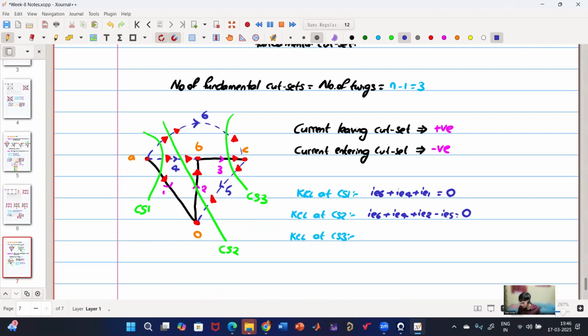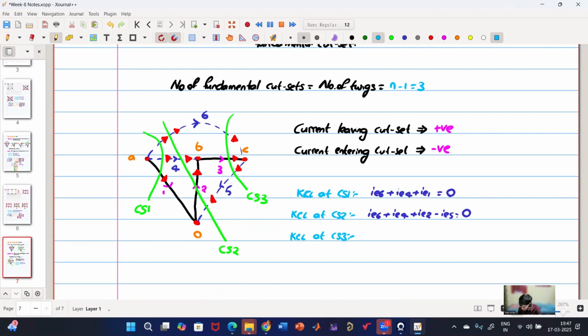So once again, how the equations come. If you see cut set 1, we have to check whether current is leaving the cut set or current is entering the cut set. So you consider cut set 1. IE6 is leaving this, so plus IE6. IE4 is also leaving this cut set, plus IE4. Then IE1 is also leaving, so plus IE1. Now you consider cut set 2. IE6 is leaving this cut set. IE4 is also leaving this cut set. IE2 is also leaving this cut set. IE5 is entering this cut set.